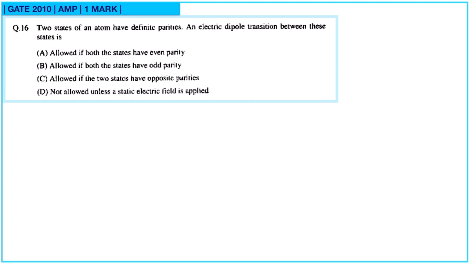Question number 16. Two states of an atom have definite parities. An electric dipole transition between these states is... Now it is electric dipole transition, that means parity will change. So parity changes, so they will be having opposite parities. So it will be allowed if the two states have opposite parities. Option C is correct. Next question.